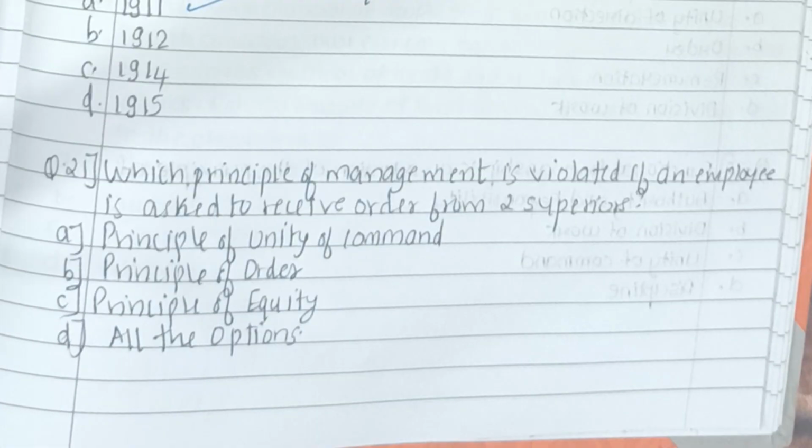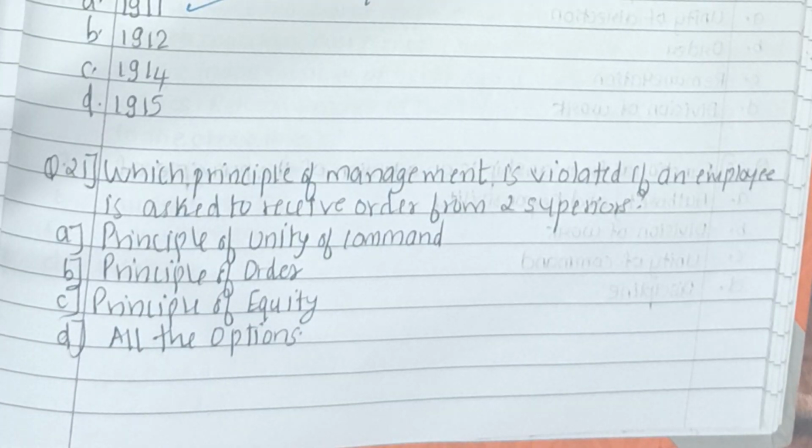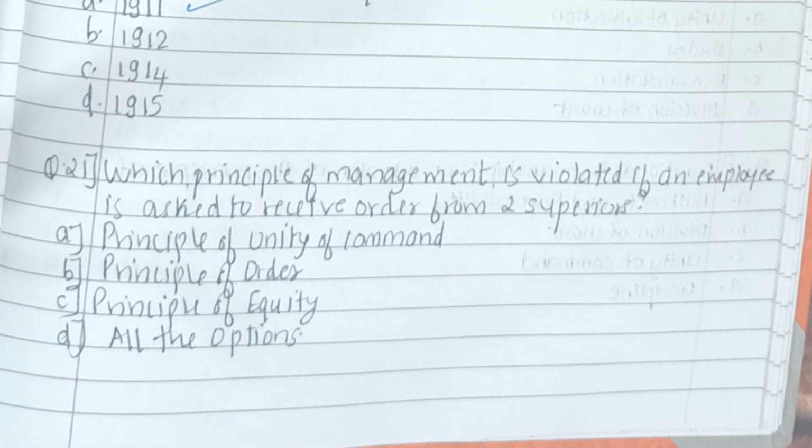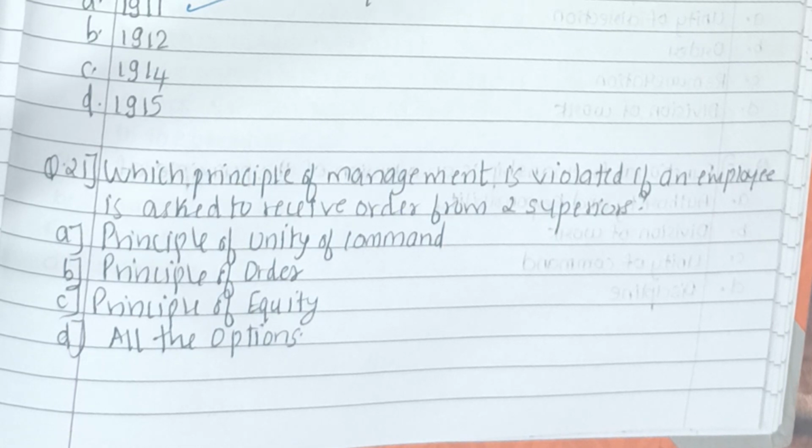Which principle of management is violated if an employee is asked to receive orders from two superiors? The options are unity of command, principle of order, principle of equity, or all the options. First of all, we should know that unity of command says that there should be one and only one boss for every individual in the organization. It means that if an employee receives orders from two superiors at the same time, then this principle of unity of command is said to be violated. Because here the particular employee will have no idea whom he is accountable or responsible to, because he is receiving orders from two individuals at one particular time.